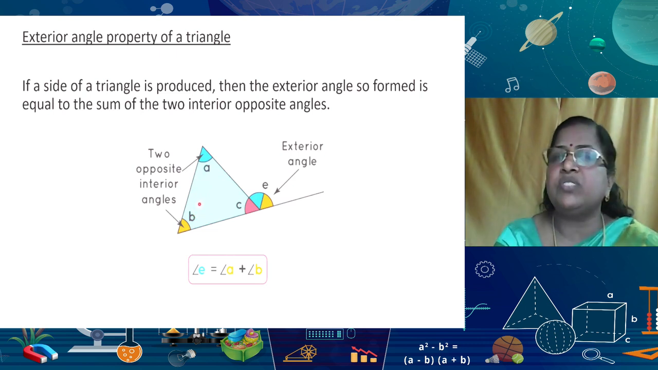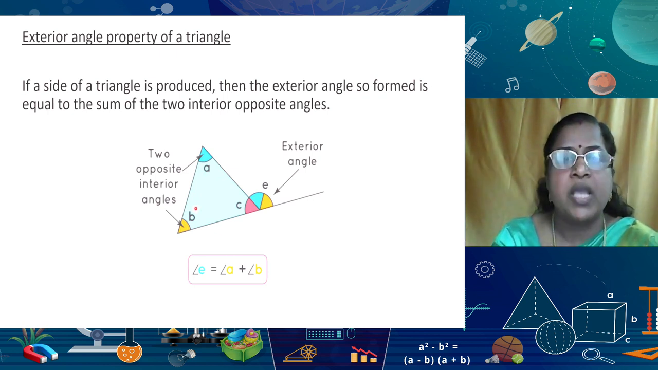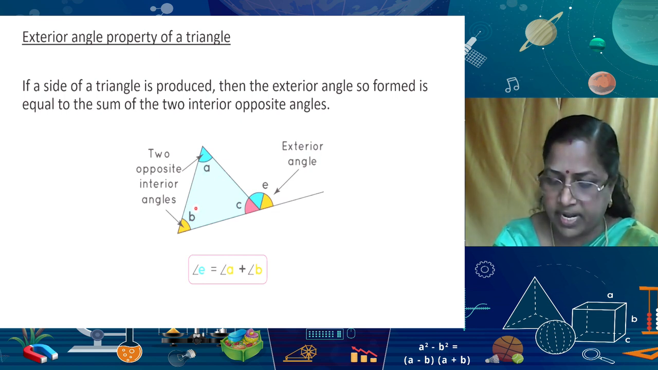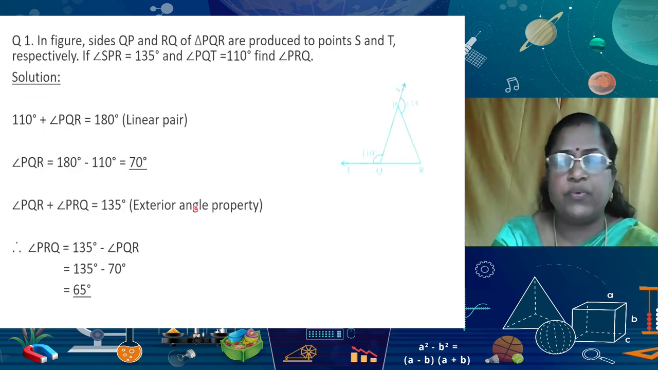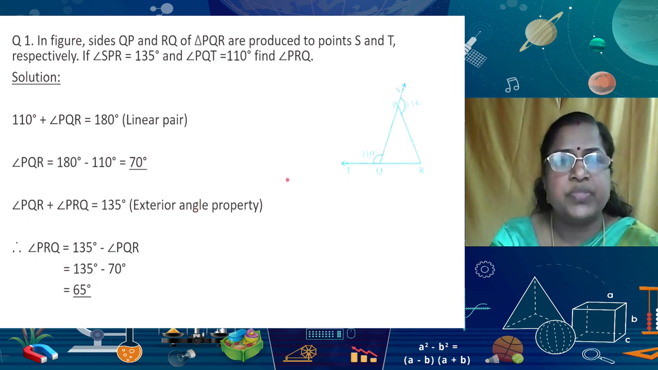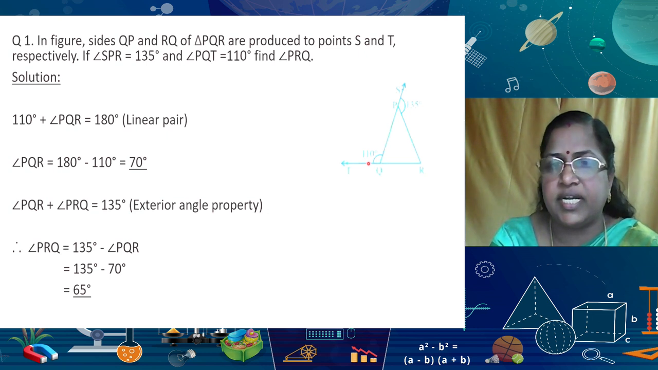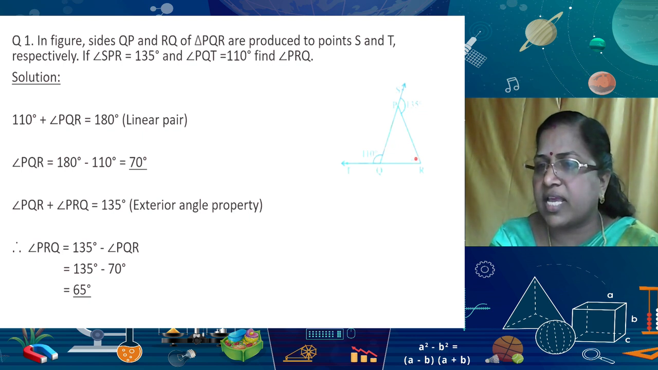This is this property. And by using these two properties, we can solve so many questions, and we are studying about the applications of properties of a triangle. So for solving this question, first one, in this given figure, sides QP and RQ of triangle PQR are produced to points S and T respectively. If angle SPR is equal to 135 degrees and PQT equal to 110 degrees, two exterior angles are given. Find angle PRQ. This angle we have to find.